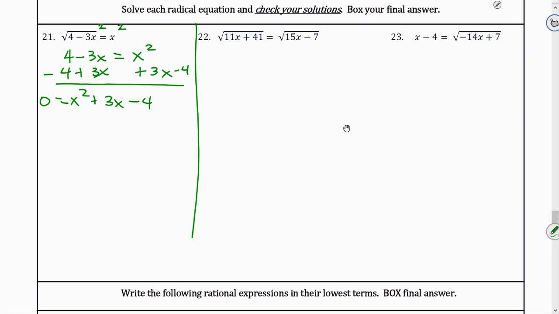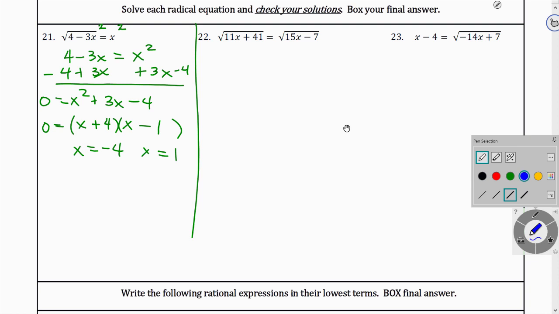And let's see, does that factor? It does. It factors using what I call the simplified ATM method. Two numbers that multiply to be negative 4 and add to be positive 3 are a positive 4 and a negative 1. Okay, and so solving each of those using the zero product property, I have x equals negative 4 and x equals positive 1. I now need to check both of them to make sure that I don't have any extraneous solutions.